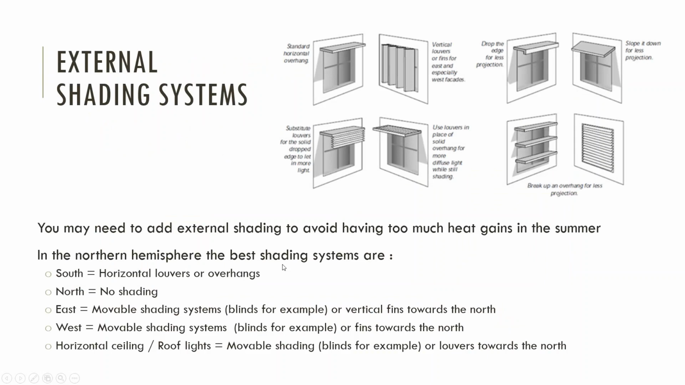You will also need to represent if you have external shading systems or if you have blinds to prevent too much sun during the summer. So generally we tend to have horizontal louvers or overhangs on the south side because they help best with sun shading.